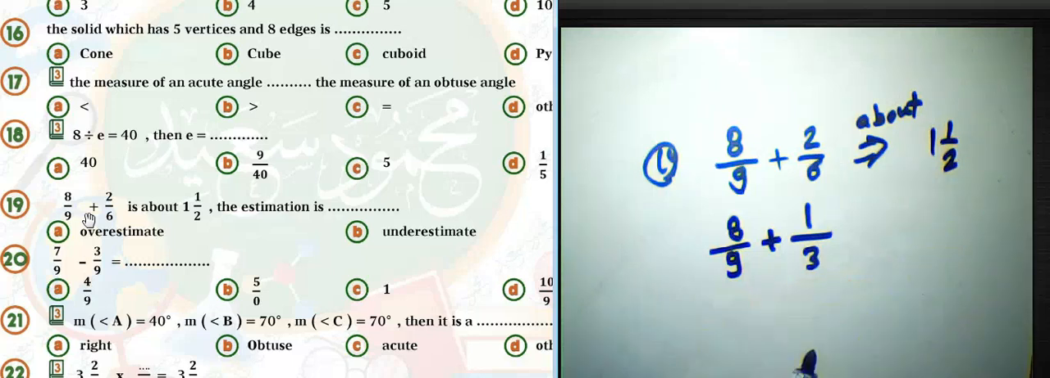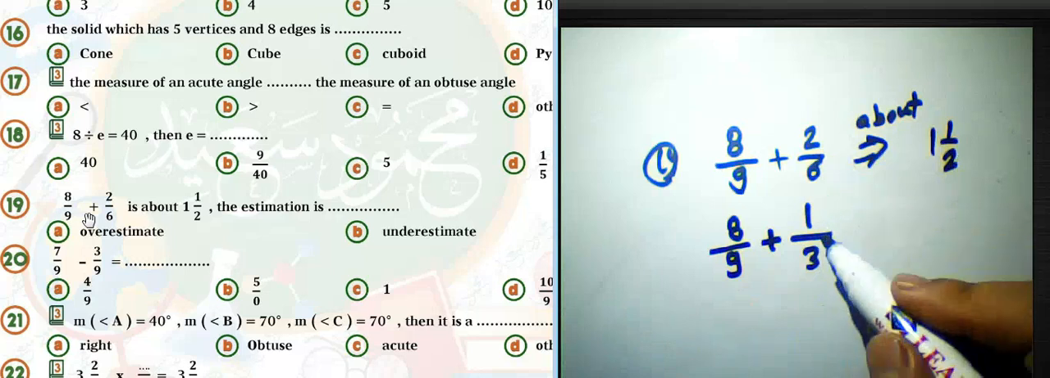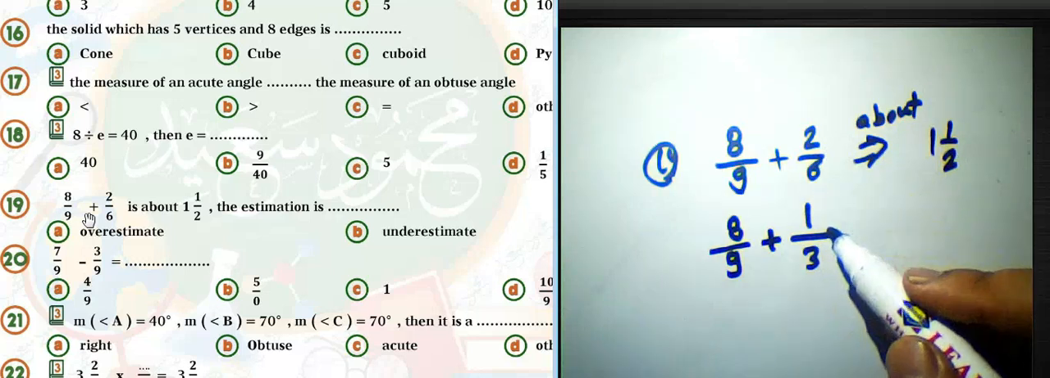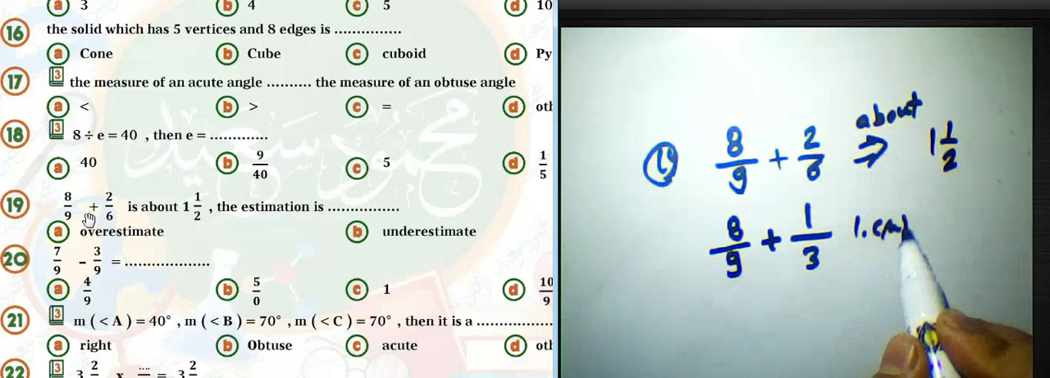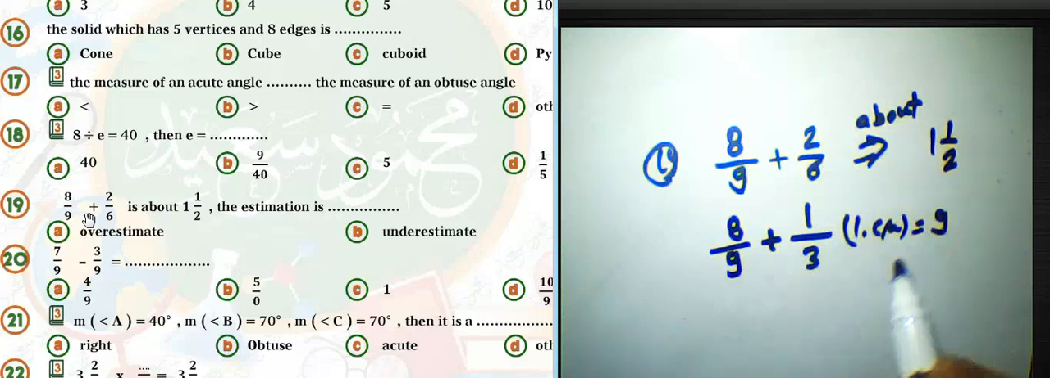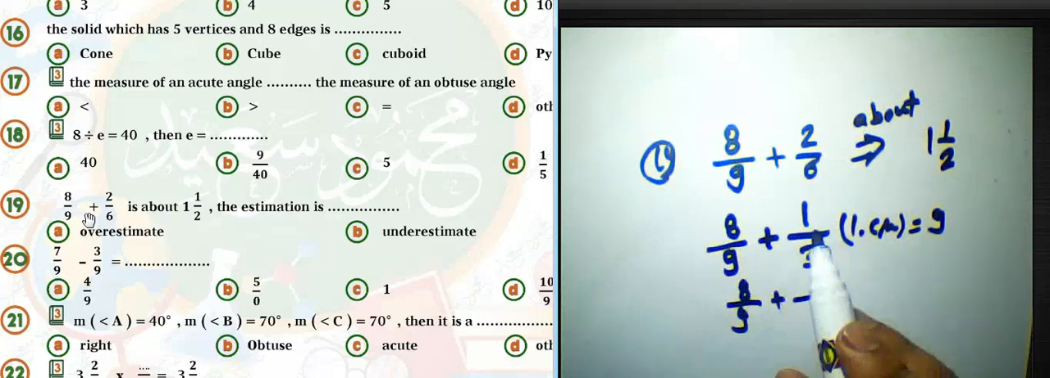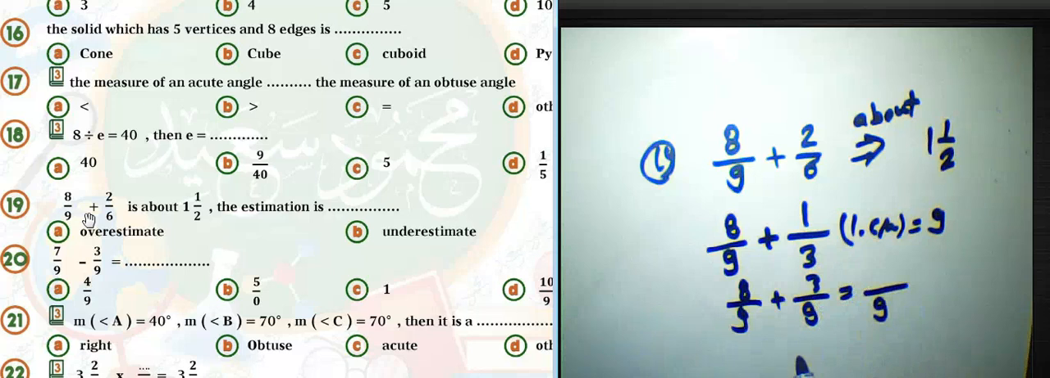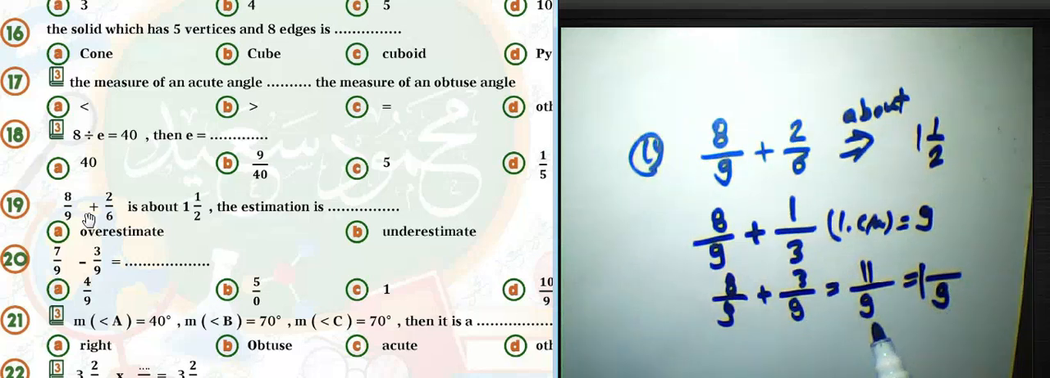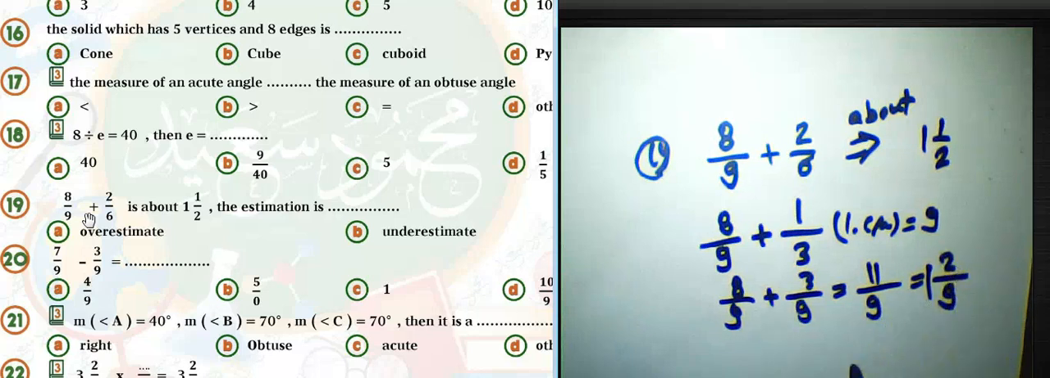So you must solve this example. I simplify 2 over 6 to 1 over 3 by dividing numerator and denominator by 2, and then I find the least common multiple of the two denominators. It will be 9, because 9 can be divided by 3. You can write 8 over 9 plus 1 over 3, converted by multiplying numerator and denominator by 3. 1 times 3 equals 3, 3 times 3 equals 9. 8 plus 3 equals 11, so 11 over 9. 11 divided by 9 equals 1 and remainder 2.